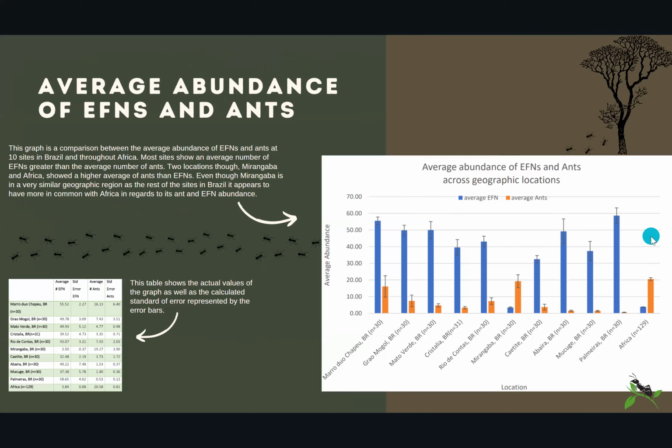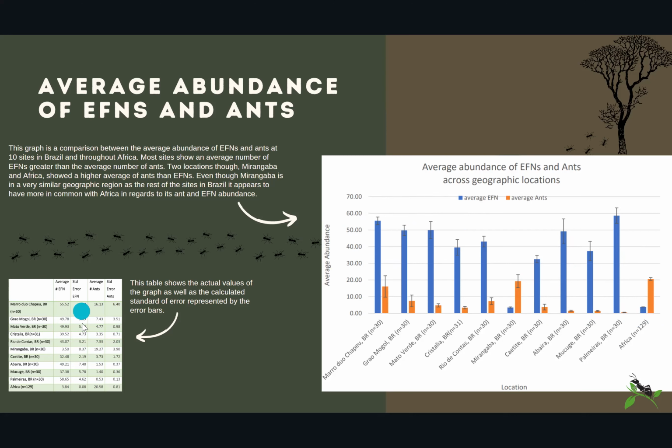So first I made this bar graph here, and when you look at this bar graph, you can see that the extrafloral nectaries throughout most of Brazil are very high in abundance, while the average number of ants is quite low by comparison. Yet when you look at Marangaba here in Brazil and Africa over here, you will notice that they're very similar to each other, which is very different from the rest of the sites.